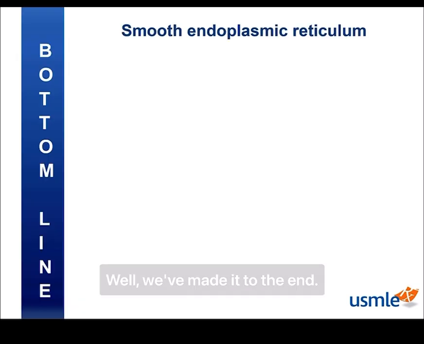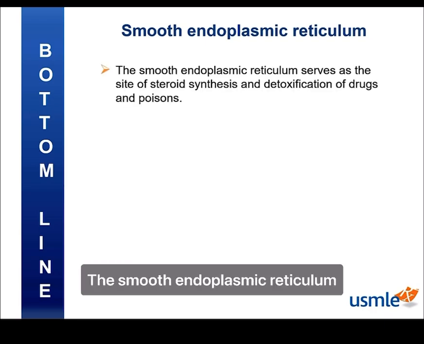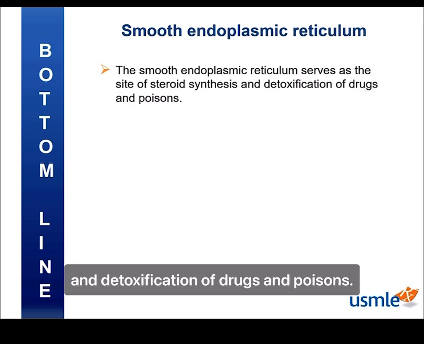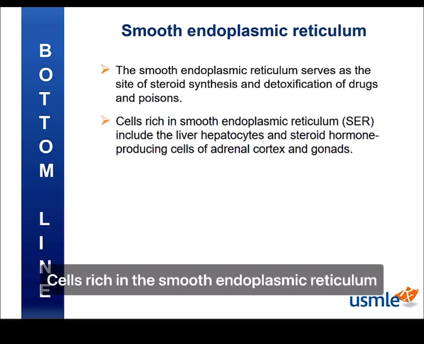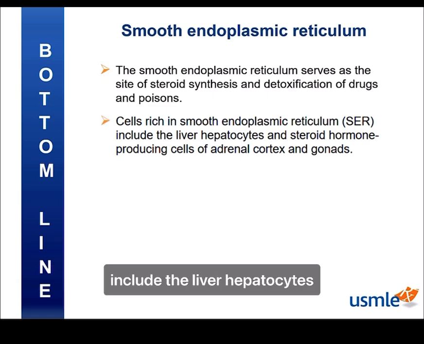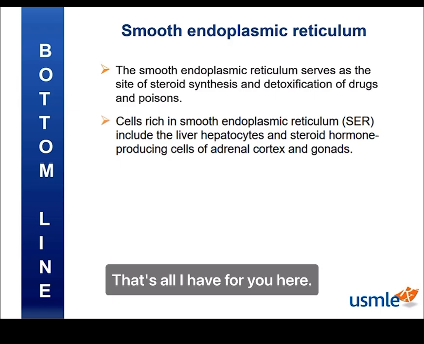Well, we've made it to the end. What's the bottom line? The smooth endoplasmic reticulum serves as the site of steroid synthesis and detoxification of drugs and poisons. Cells rich in the smooth endoplasmic reticulum include the liver hepatocytes and steroid hormone-producing cells of the adrenal cortex and gonads.